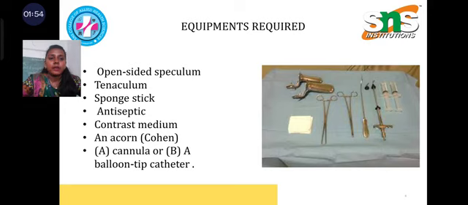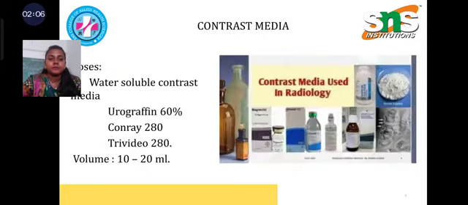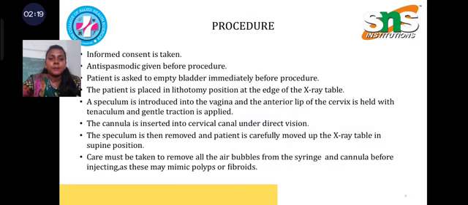Equipment required: open-sided speculum, tenaculum, sponge stick, antiseptic, contrast medium, Acron Cohen cannula or balloon tip catheter. Contrast media: water soluble contrast media, Urografin 60%, Conray 280, Trivideo 280. Volume should be 10 to 20 ml.